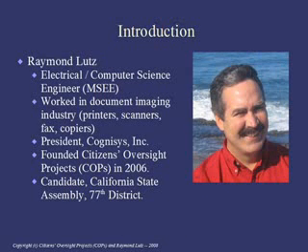Hi, I'd like to just introduce myself very briefly. My background is in electrical and computer science engineering. I worked in the document imaging industry developing printers, scanners, fax copiers, and related equipment for about 20 years. I'm the president of Cognisys Incorporated, and I founded the Citizens Oversight Projects, or COPS, in 2006 to help with election integrity and other issues in politics. I'm currently a candidate for the California State Assembly, the 77th District, which is primarily the San Diego East County area. Welcome to the presentation.